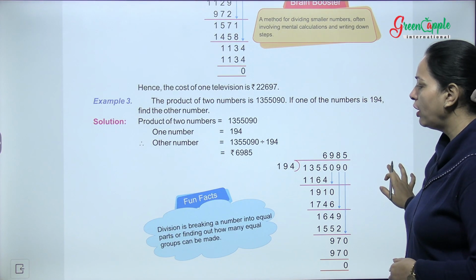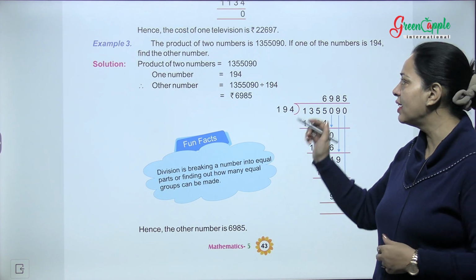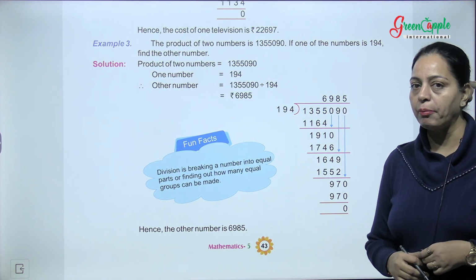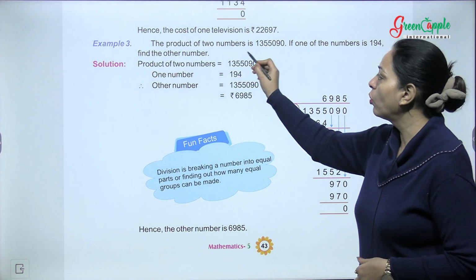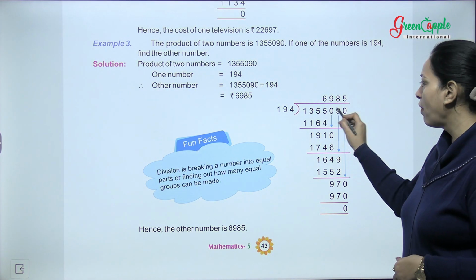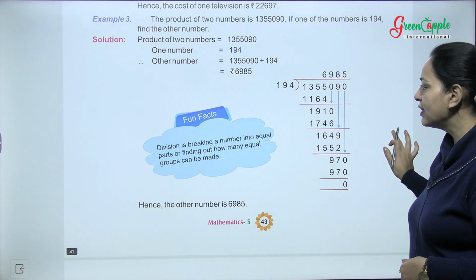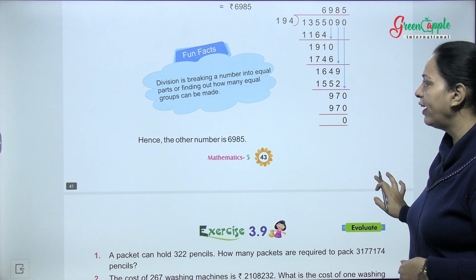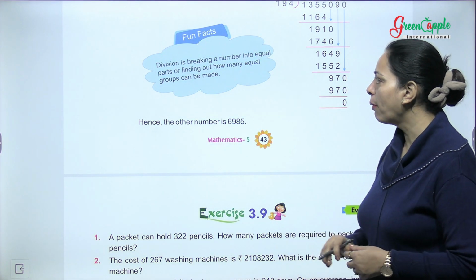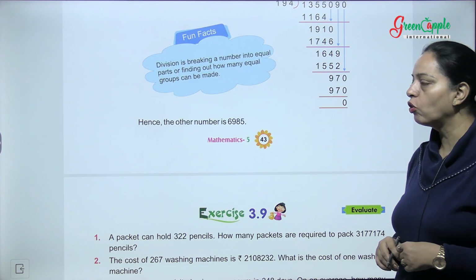Now example 3, the product of two numbers is given. If one of the numbers is this, find the other number. So how can we find the other number? The other number is the product divided by one number. So divided by 194, the other number is 6985. Now fun facts. Division is breaking a number into equal parts or finding out how many equal groups can be made.